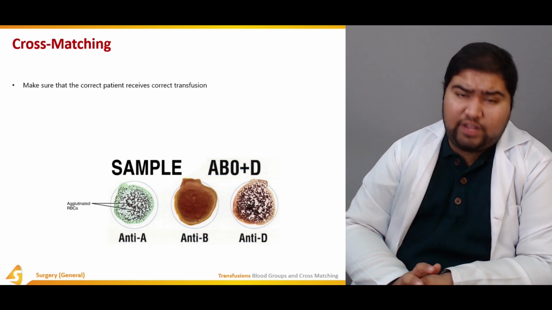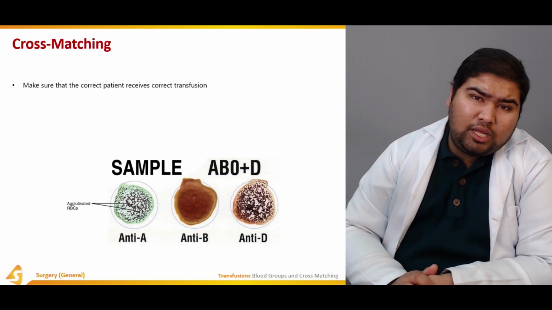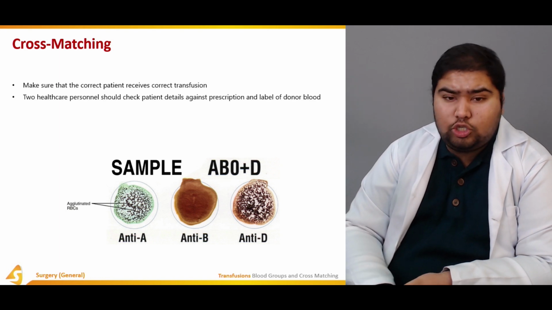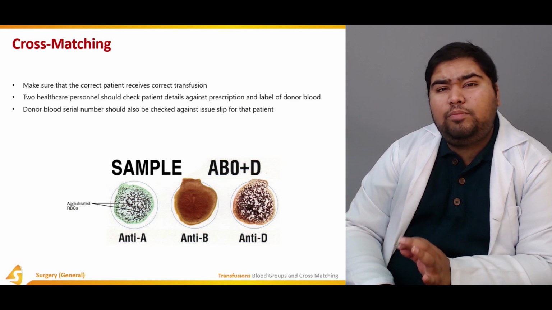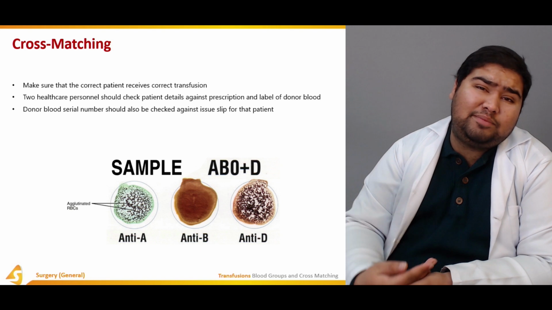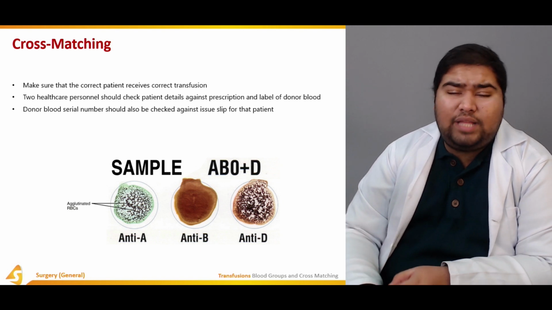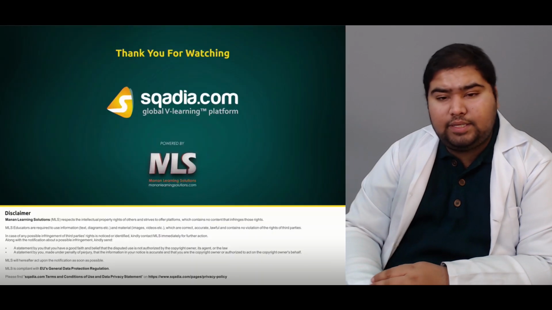Two of the medical professionals should always check the labels on the blood. One of them has to be a doctor. Now, the donor serial number should match with the recipient, should match with the slip that has been given against it, so that you might ensure that the blood is given to the right person.